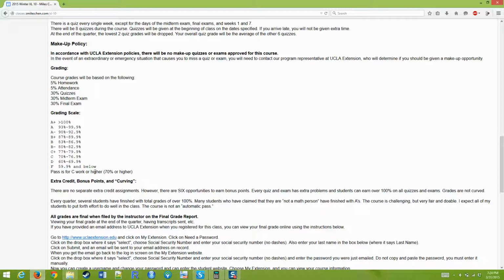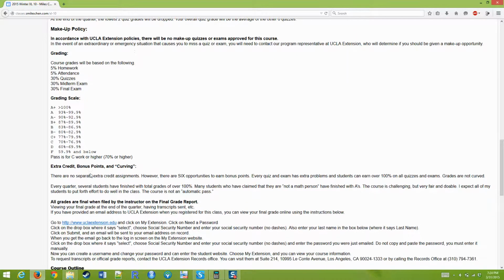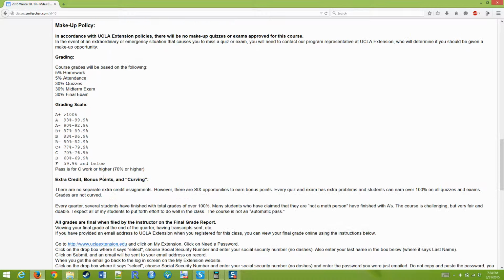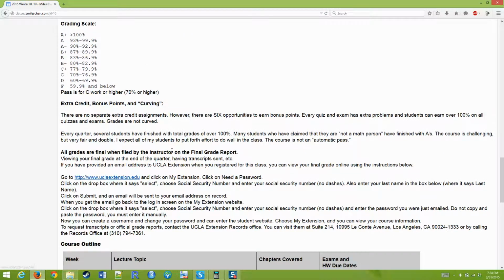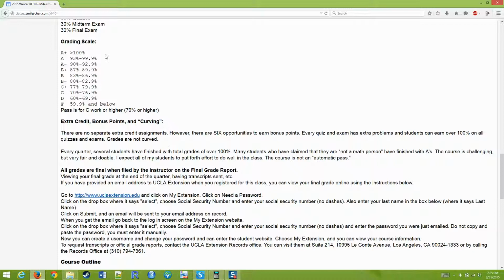I don't have separate extra credit assignments. If you want extra credit, do well on the quizzes and the exams. That's how you do it. Maybe I'll magnify the text here. I don't know if that's better for those of you in the back. Okay? Questions? This is a standard grading scale. I don't really curve. And so this is the policy that we've got.